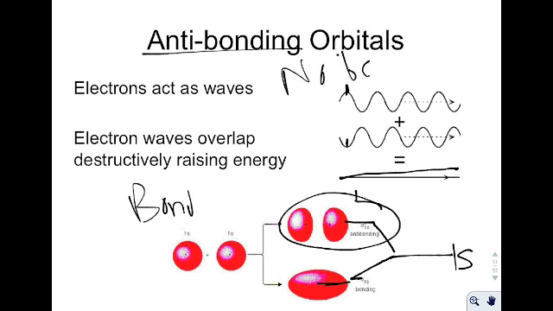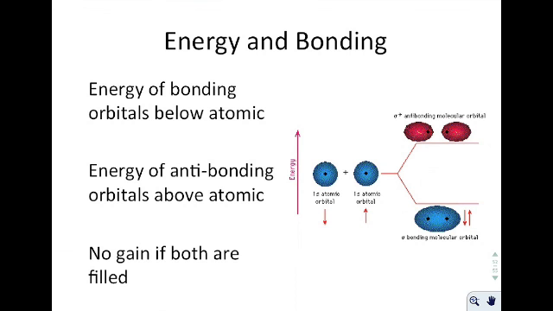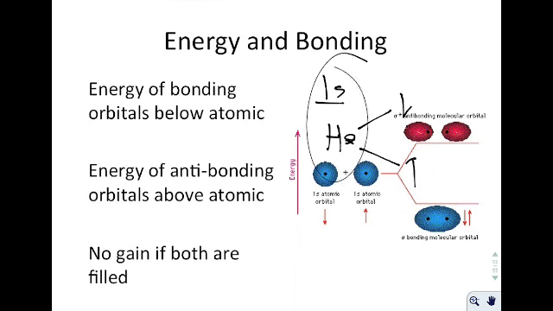So here we talk about energy and bonding again. Remember, the energy of the bonding orbital is below the atomic, and the energy of the antibonding is above the atomic. So there's no net gain to an atom. Say I'm a hydrogen atom, and I put one electron here and then one electron here. Well, I might as well have kept my electrons to themselves. Okay, helium's a better example. I would put one electron in the bonding and one in the antibonding, and then there's no gain. I might as well just keep my electrons.